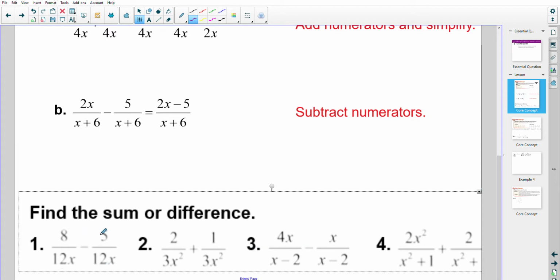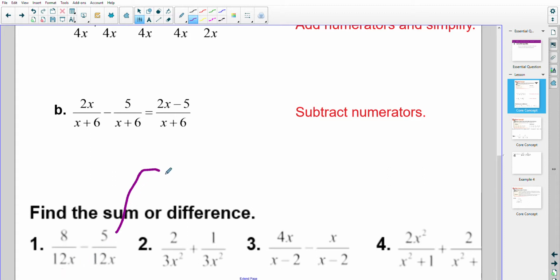Same idea here. You have 3 over 12x. So this answer would be 3 over 12x. But remember, you can simplify that to 1 over 4x. So you always look and see, is there one more step that you can do to simplify, such as that 3 going into the 12.